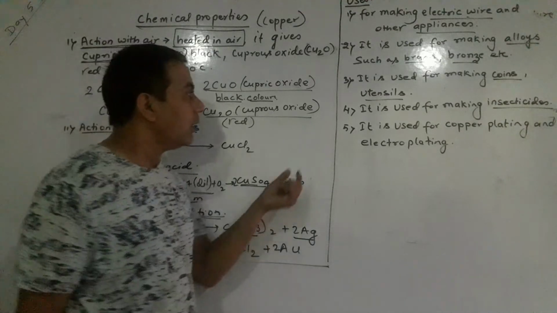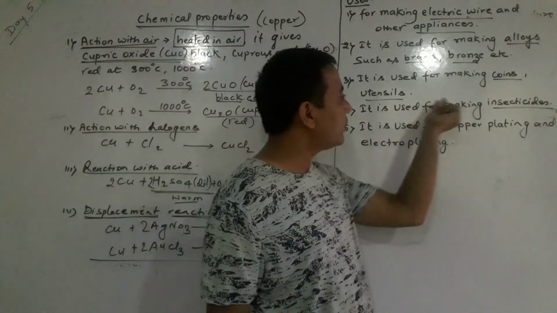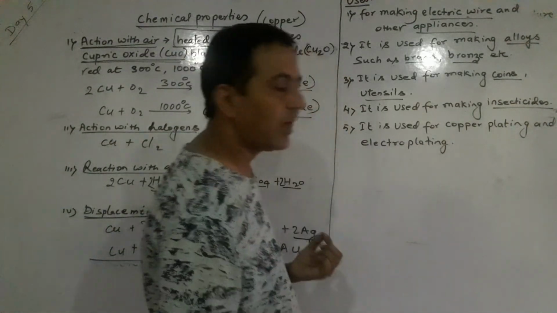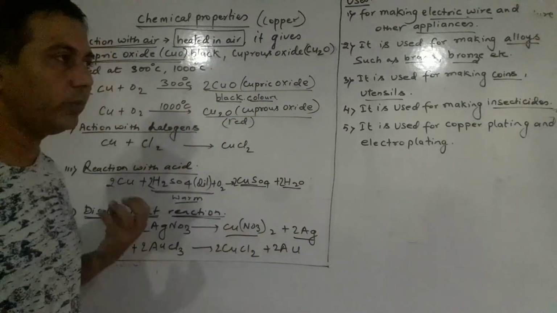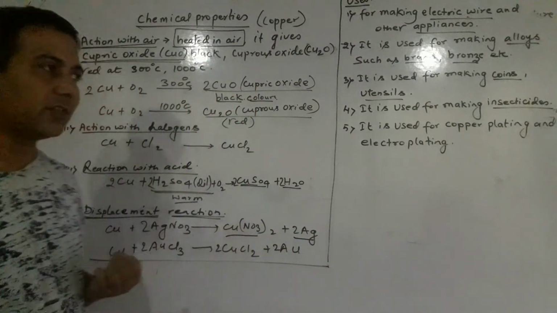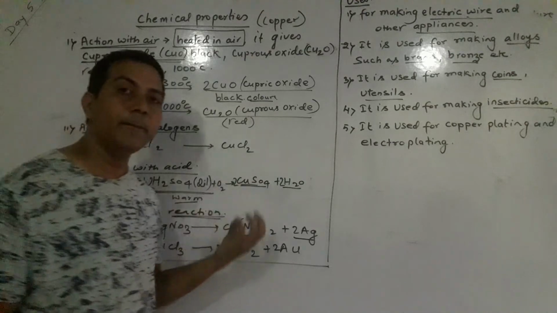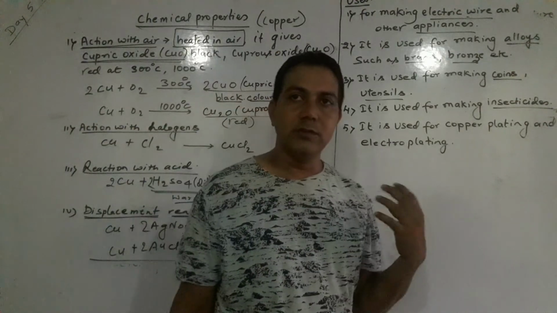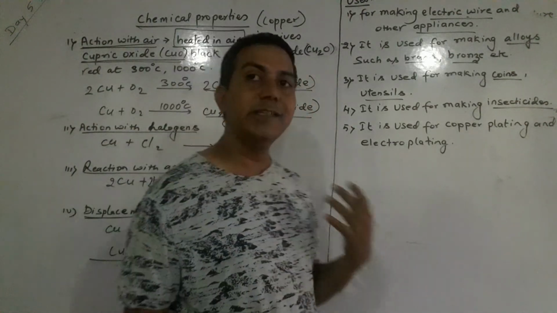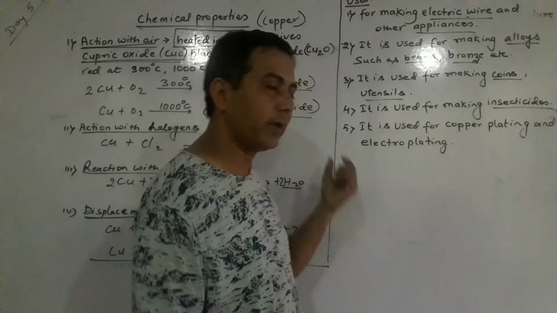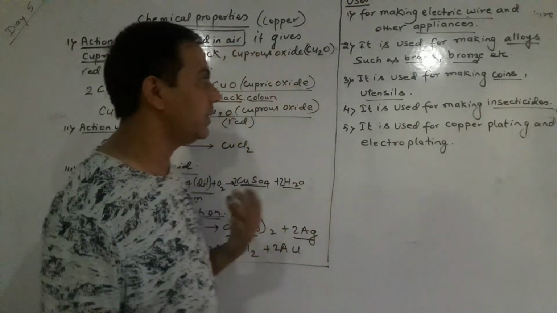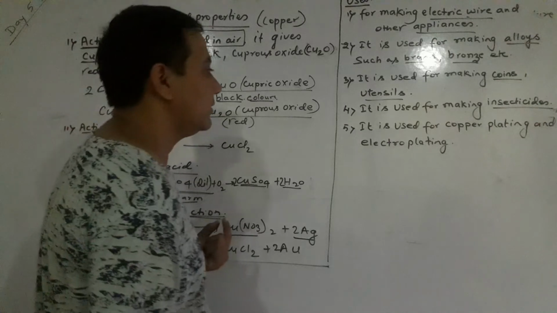The next one is that it is used for making insecticides. Some of the chemical insecticides present in the market contain copper. Copper is used for making insecticide.